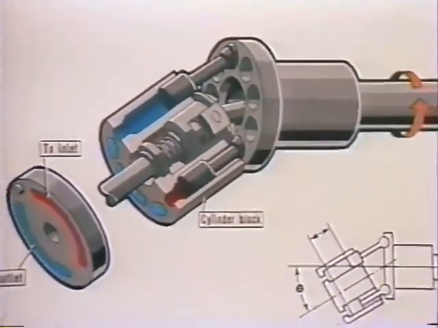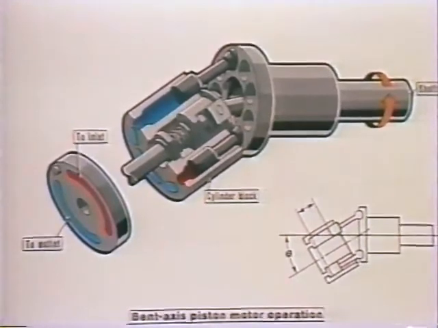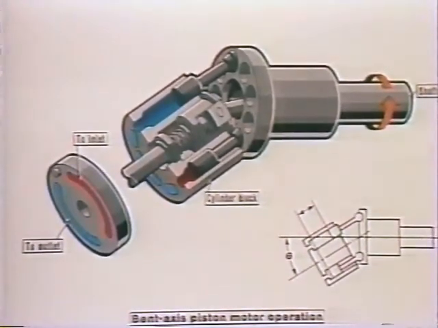Next, we have an illustration of a bent-axis piston motor. It's called bent-axis because the center line of the cylinder block is bent off at an angle to the center line of the drive shaft. Some units of this type can operate up to pressures of 5,000 psi.